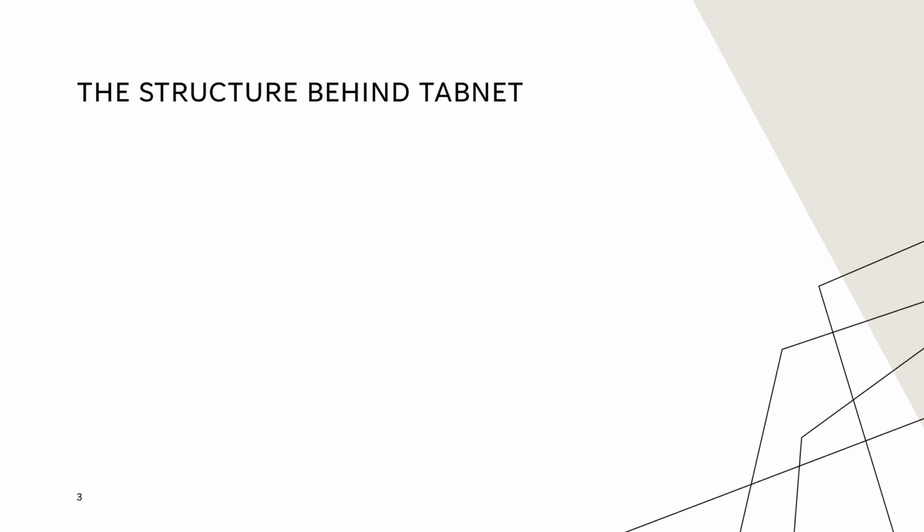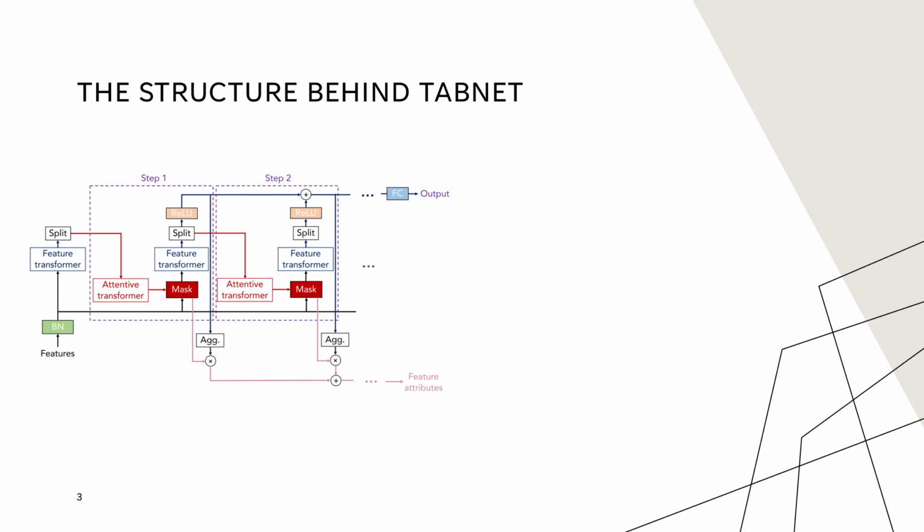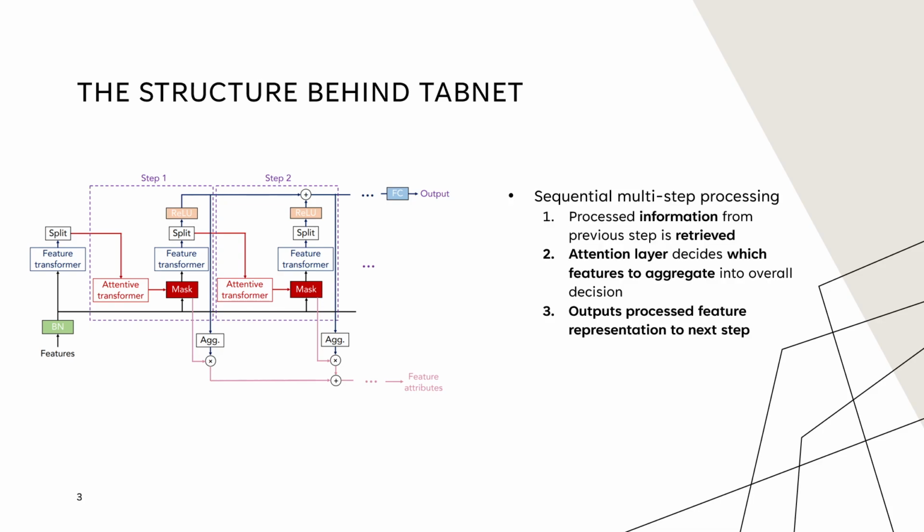So let's quickly go over the structure behind TabNet. Although it seems very simple, we'll break it up. It's a sequential multi-step processing, so you can change the number of steps that the model goes through. In each step, the processed information from the previous step is retrieved, and an attention layer decides which of the features to aggregate into the overall decision and to the next level. These outputs are then processed, and the feature representation is transferred to the next step.